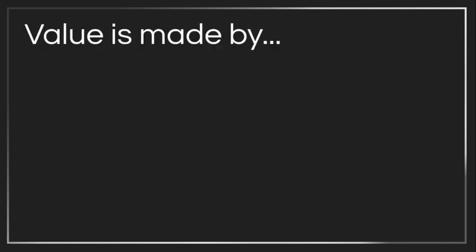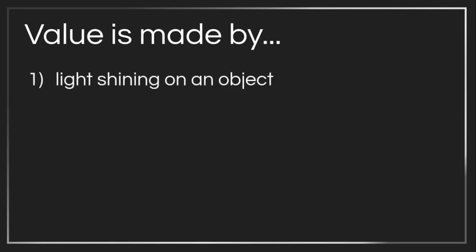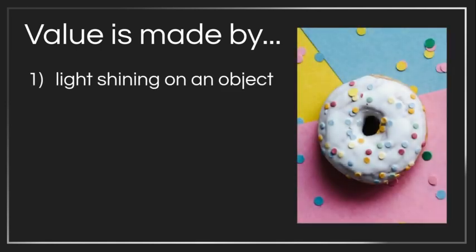So value is made by a few different things. You can make value by having light shining on an object. As we have this donut here, you can tell where the light's coming from because there's a shadow on the opposite side because the object blocks the light from passing.